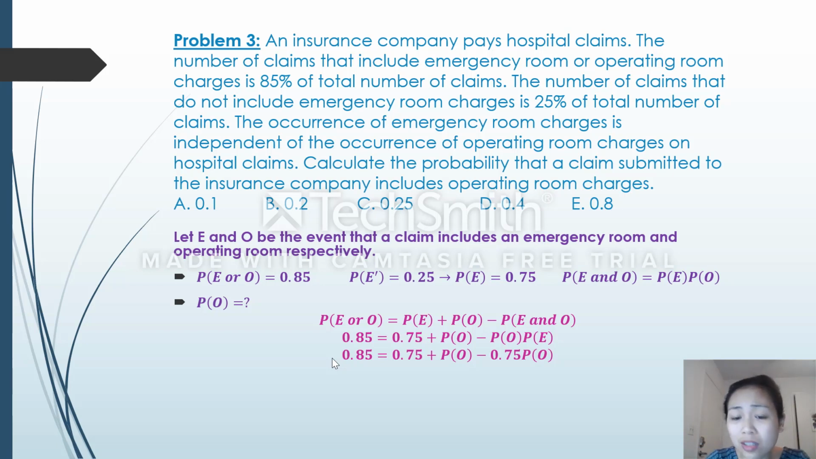Now this equation is just an equation of only one single variable, and this is a linear equation, so it's very easy to solve. So we solve for probability of O and we get the answer 0.4. This is very easy, so I don't want to show you how to solve a linear equation because it's just too basic. So we have got the answer D. The probability that a claim submitted to the insurance company includes operating room charges is 0.4, which is 40%. So that's problem number 3.